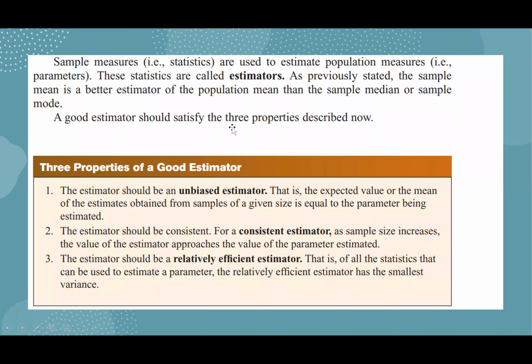A good estimator should satisfy these three properties which are given below. One, the estimator should be an unbiased estimator. That is, the expected value or the mean of the estimates obtained from the sample of the given size is equal to the parameter being estimated. Next, it should be consistent. The consistent estimator, as sample size increases, the value of estimator approaches the value of the parameter estimated. And the third is the estimator should be a relatively efficient estimator. That is, of all the statistics that can be used to estimate a parameter, the relatively efficient estimator has the smallest variance. So these are the three properties of a good estimator.